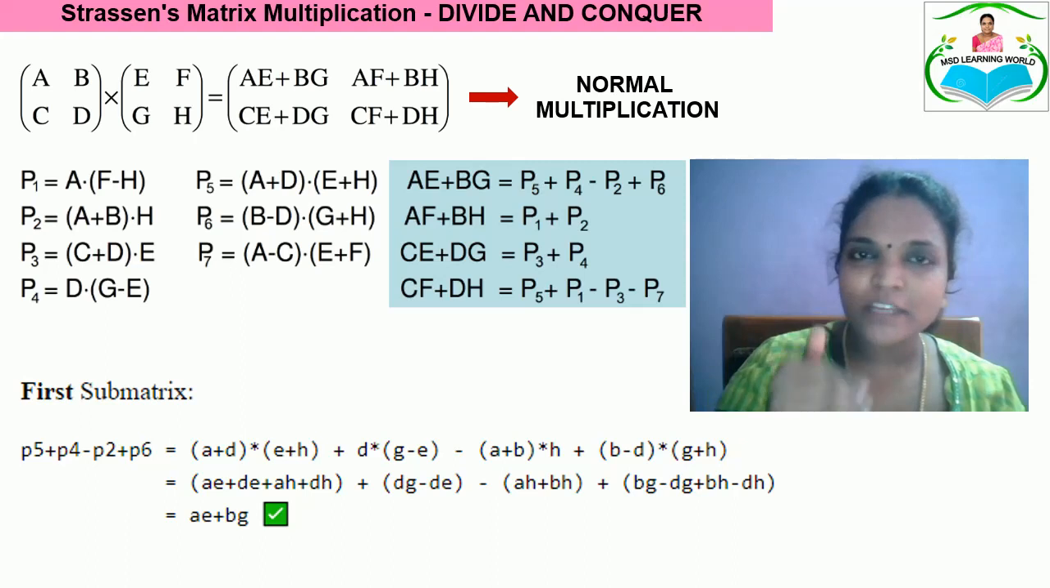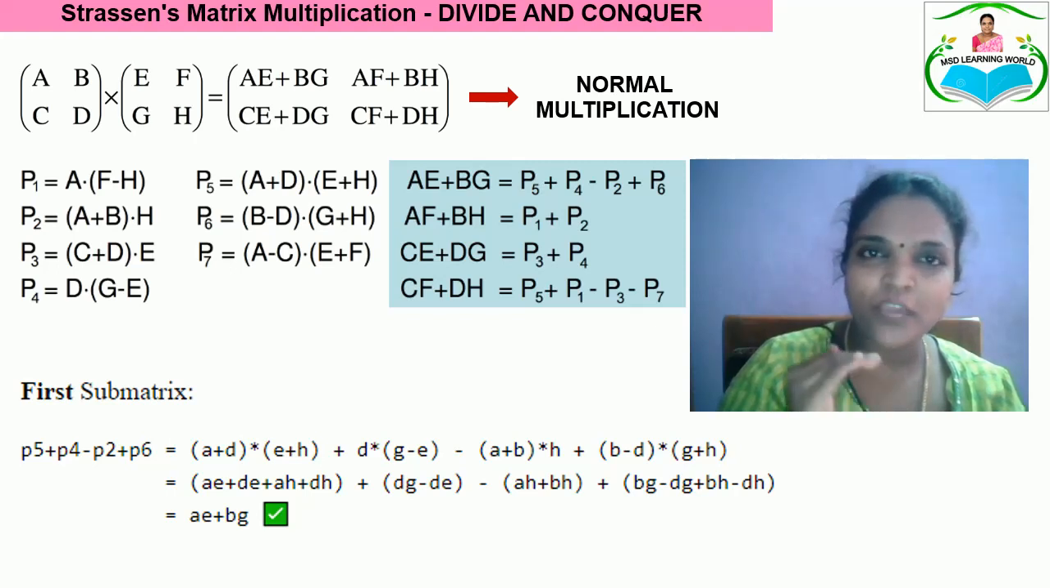Here we calculate 7 values, P1 to P7, where P1 equals A into F minus H, P2 equals A plus B into H, P3 equals C plus D into E, P4 is D into G minus E, P5 is A plus D into E plus H, and P6 is B minus D into G plus H.